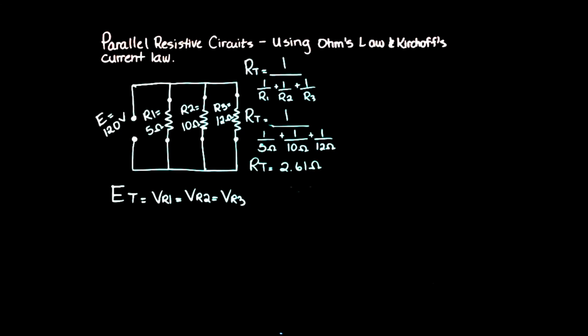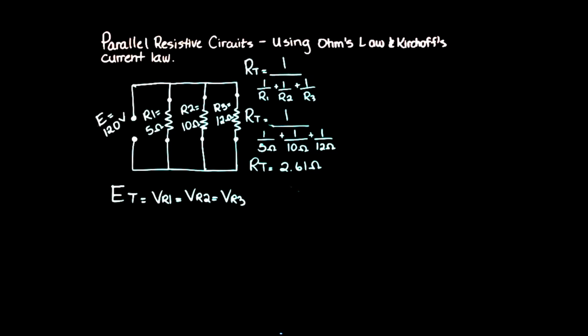So in this specific circuit, resistor 1 has 5 ohms of resistance, and our resistance total has come in at 2.61, which is significantly less than 5, which is a good indicator that we have used the formula appropriately. So now that we have a resistance total, we can move forward to find the current that's flowing through the circuit using our Ohm's law formula.